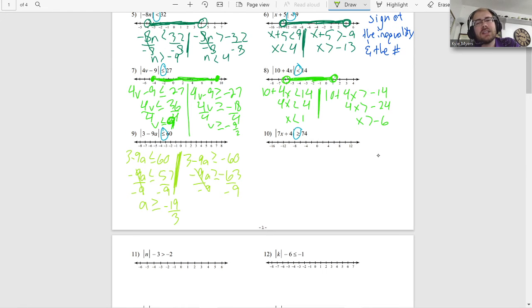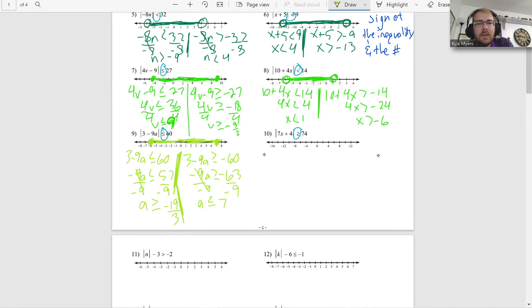Negative 19 thirds. Negative 18 thirds would be negative 6. So it's around negative 6 basically. So I'm just going to put a big old dot at negative 6, because it's basically negative 6. And then this other one, a is less than or equal to, and that's going to be a positive. 63 divides by 9 evenly, and that's 7. So it's in between those guys.